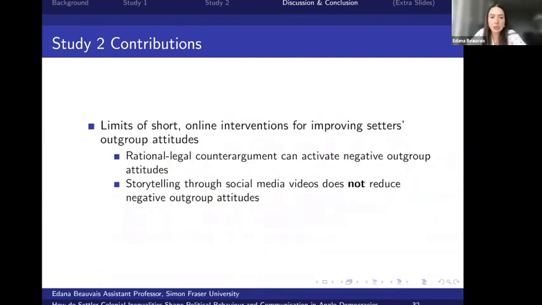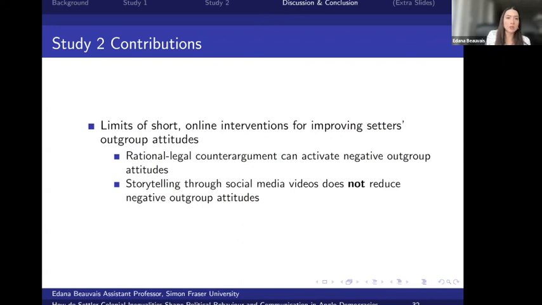With respect to study 2, my work points to the limits of short online interventions for improving settlers' outgroup attitudes. I've shown that rational legal counter-arguments in these kind of online videos, like YouTube videos, can actually activate negative outgroup attitudes. And I've shown that storytelling through social media videos does not reduce negative outgroup attitudes, which is what I was hoping to find, an intervention that could effectively improve outgroup attitudes. But at the same time, this storytelling did not activate more negative outgroup attitudes.